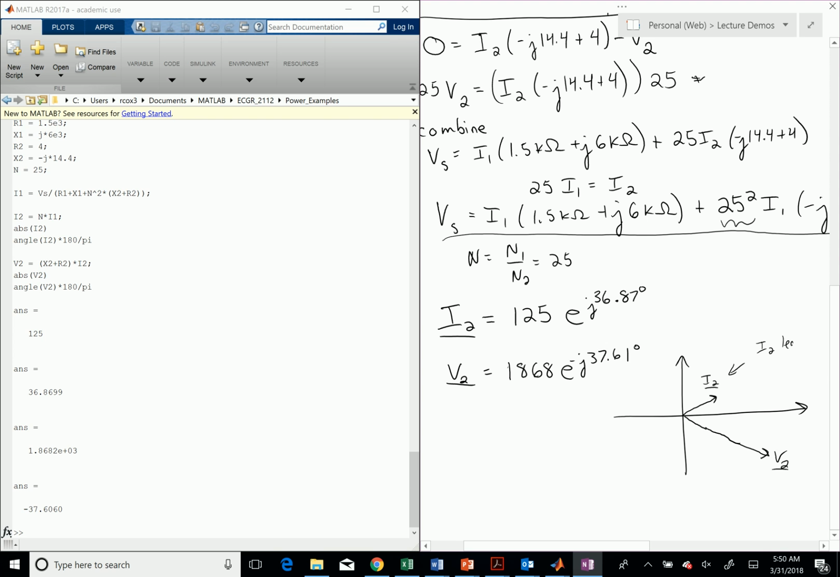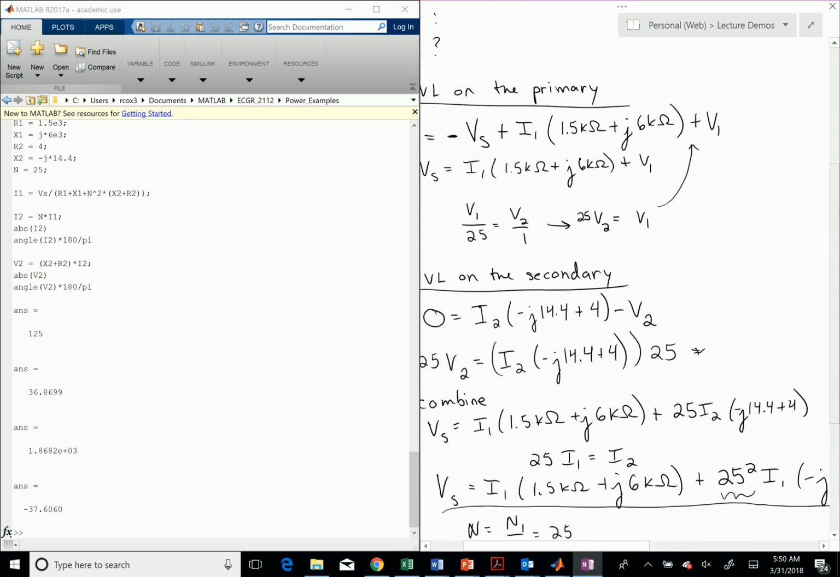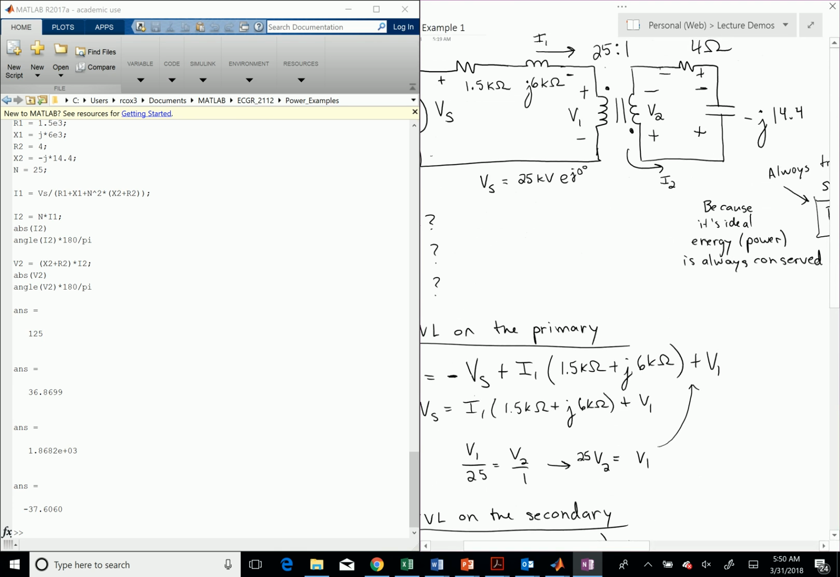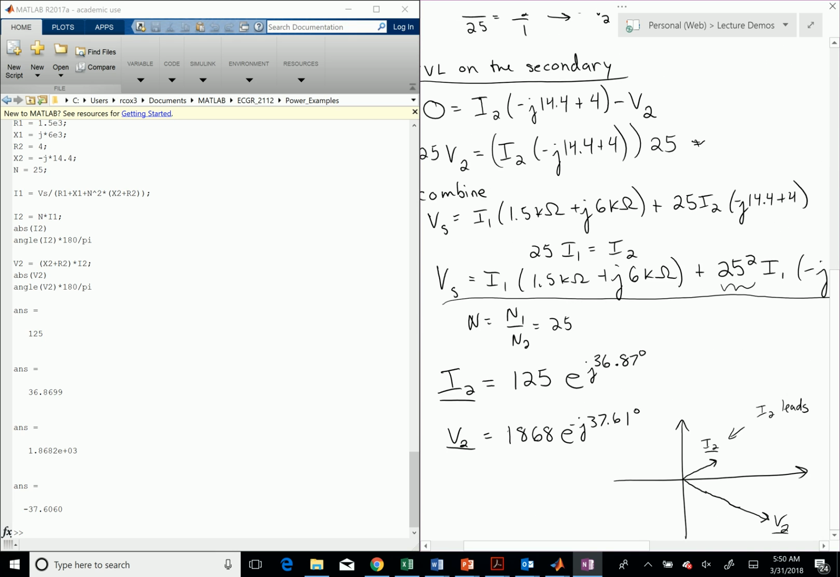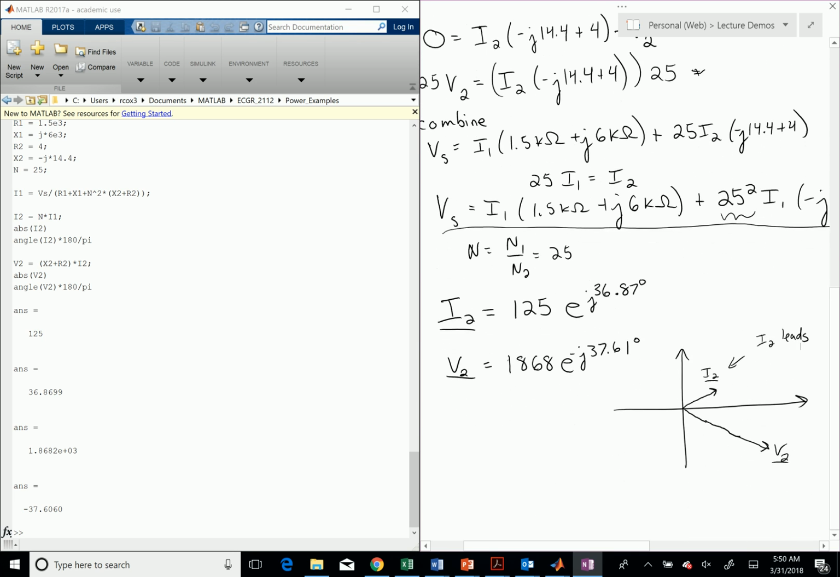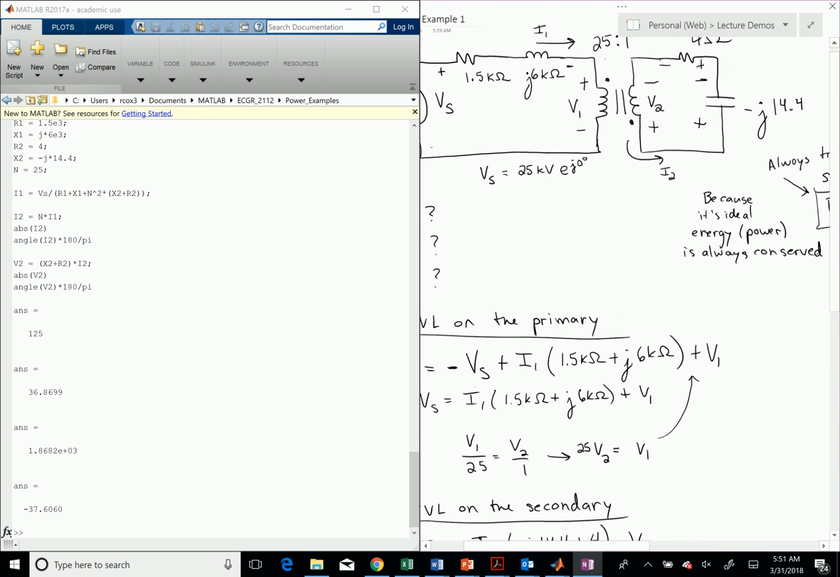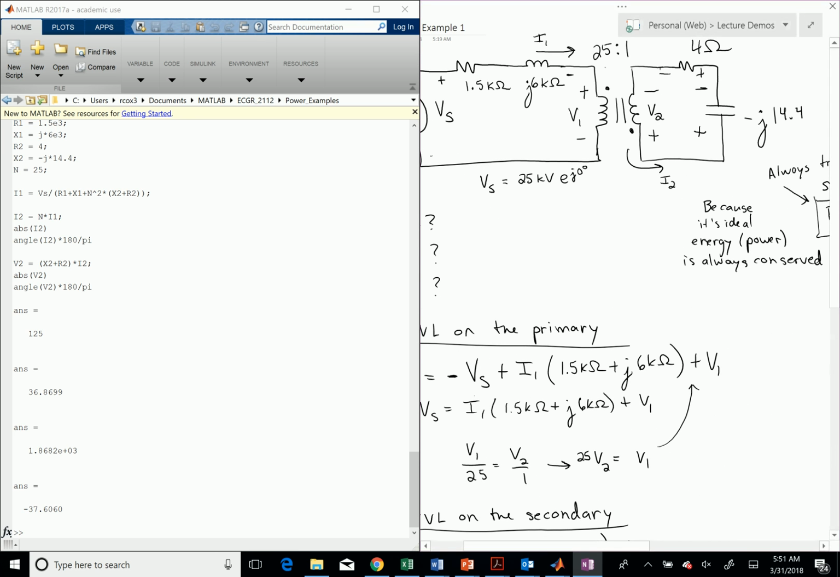I2 leads. That's not surprising, right? Because what do we have? We have a capacitive load. So with a capacitive load, I would expect my current to be leading, okay? So not surprising there. Now, that's what I get if I approach the problem by setting the polarities the way I wanted to, all right?